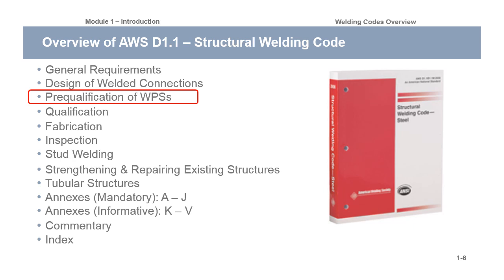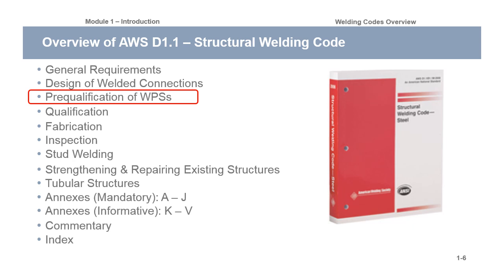So this is the contents of AWS D1.1. It's about a 500-page document with all the annexes and commentary and index and just everything. It's a self-contained construction code, design code. It covers structural welding. So what we want to talk about is Clause 3, Prequalification of WPSs.